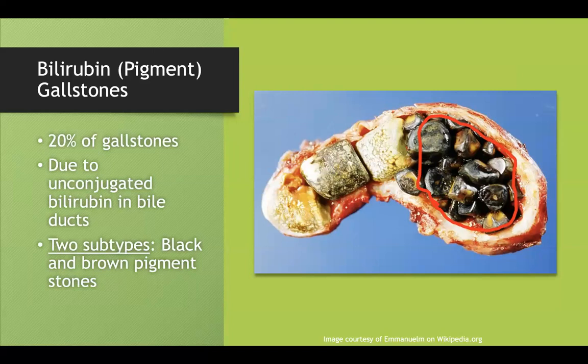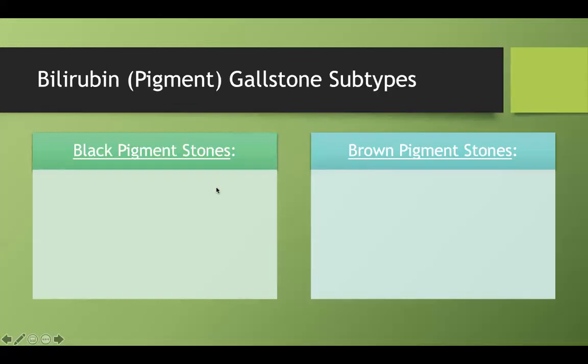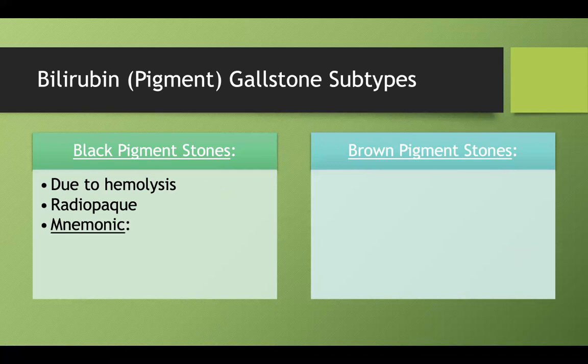Both of these are caused by different processes, but they both ultimately will lead to this unconjugated bilirubin in your bile ducts. So let's go over these different types of pigment stones. Black pigment stones arise due to excessive hemolysis. They're radio-opaque, which means you can actually pick these up on an X-ray. And the mnemonic that I remember for black versus brown gallstones: I remember black by when RBCs crack, the stones are black. So when you have a lot of hemolysis, I remember that as black pigment stones.